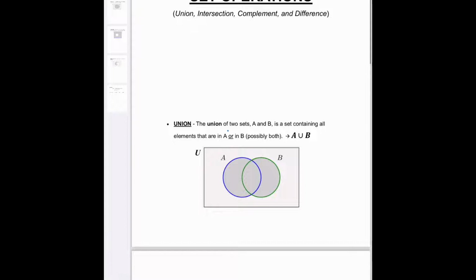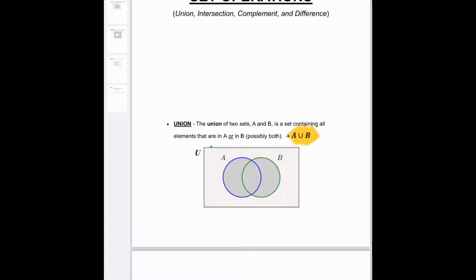The union of two sets A and B is a set containing all elements that are in A or in B, or possibly both. So the notation for the union of two sets: you have the symbol that looks like letter U for union. So to read that, it's A union B.